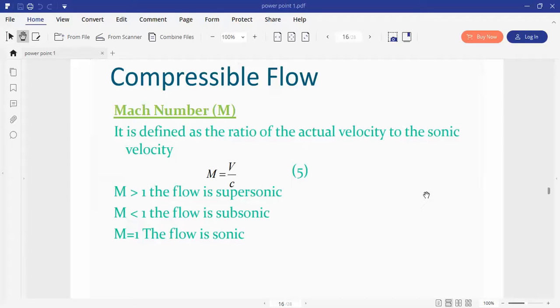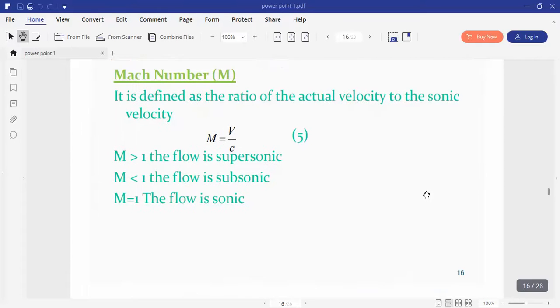M is greater than 1, the flow is supersonic. M less than 1, the flow is subsonic. M equals 1, the flow is sonic.